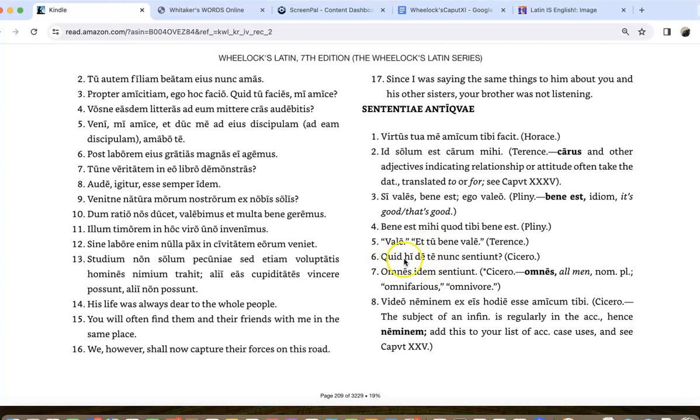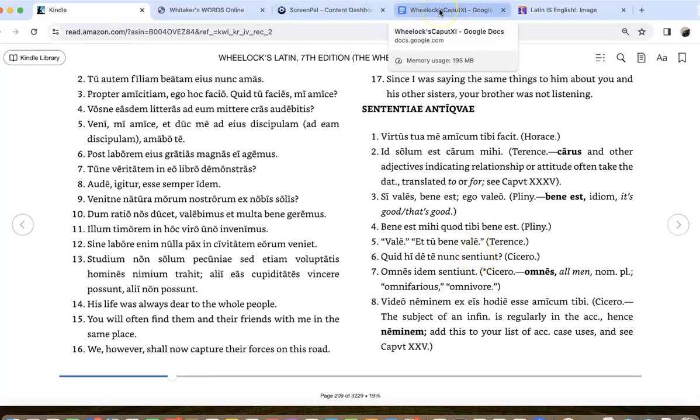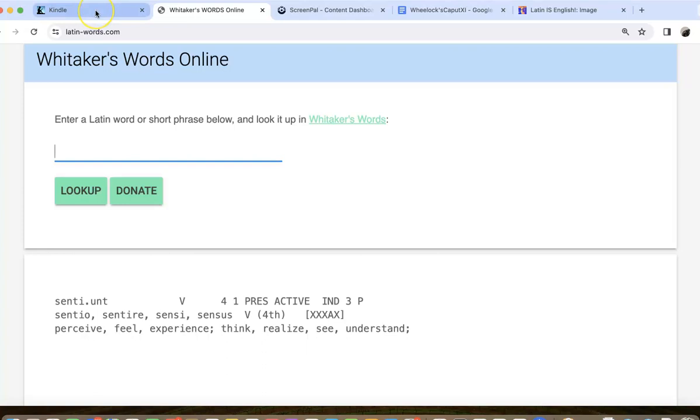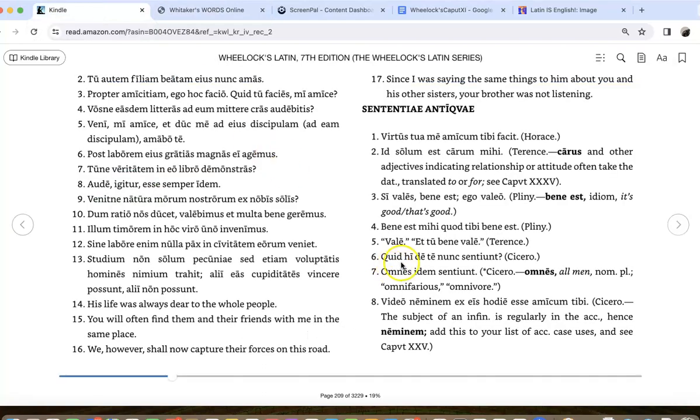Number 6, quid he de te nunc sentiunt. So quid means what. And sentiunt means thinking or feeling. We also have cogito, cogitant, but here it just means thinking or feeling. It's generally how Cicero uses it. If we look up sentiunt, it can mean perceive, feel, experience, think. So I'm going to go with think in this particular case because Cicero tends to be a little more philosophical.